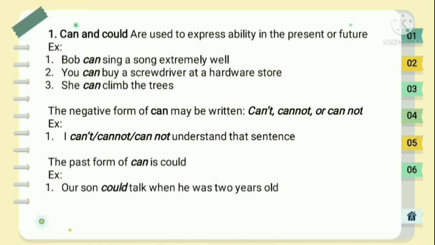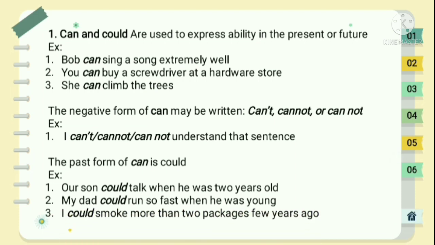For example, our son could talk when he was 2 years old. My dad could run so fast when he was young. Number 3, I could smoke more than 2 packages a few years ago. So could here is used to express the past ability.